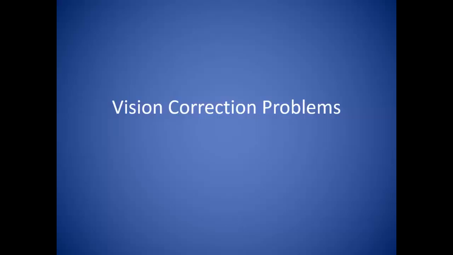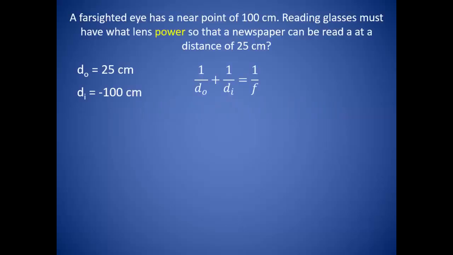When optometrists determine the strength of your glasses, it essentially comes down to the use of the thin lens equation. For example, a far-sighted eye has a near point of 100 centimeters. Reading glasses must have what lens power so that a newspaper can be read at a distance of 25 centimeters?